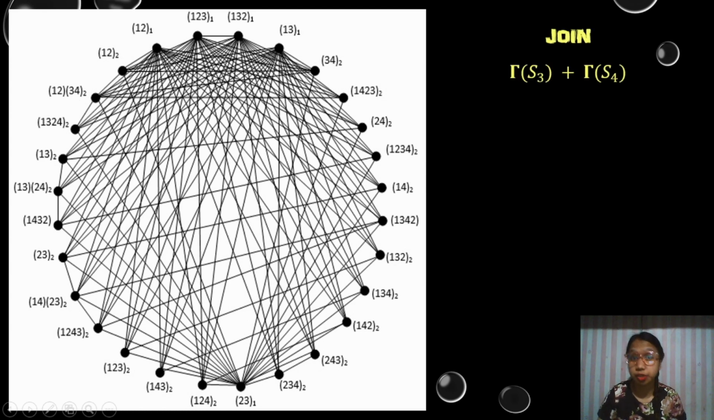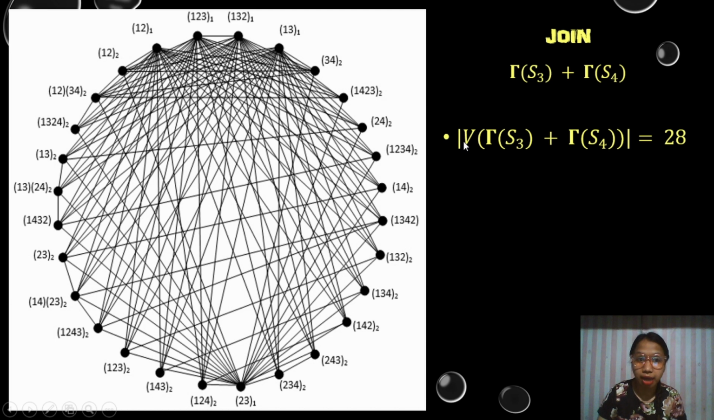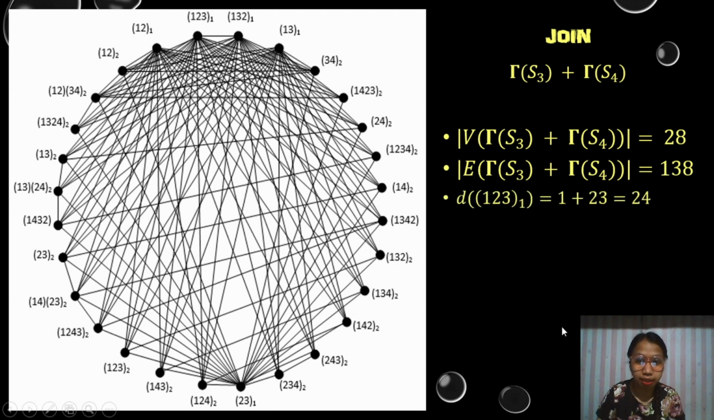So using the propositions earlier, we have here the number of vertices of the commuting graphs of S sub 3 and S sub 4 is 28, and the number of edges is 138, while the degree of a vertex, here I just picked one vertex, (1 2 3) sub 1, so this vertex here, and the number of edges connected to it, or that is what we call degree, is 24.